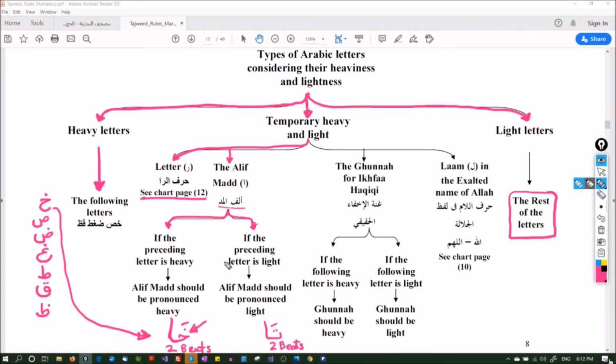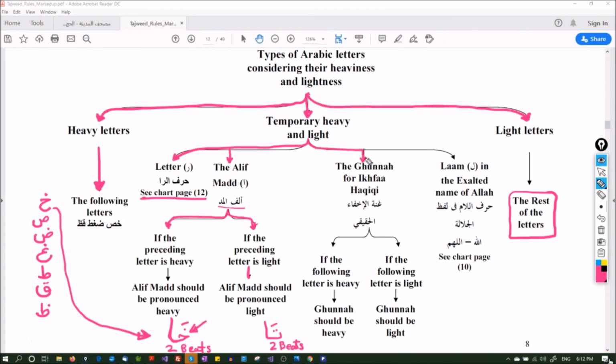So we've done these two scenarios here. Alif mad being preceded by a flat letter will be read flat. Alif mad preceded by a rounded letter will be read rounded. Ta in this case and kha in this case. All right. Let's look at the other branch.